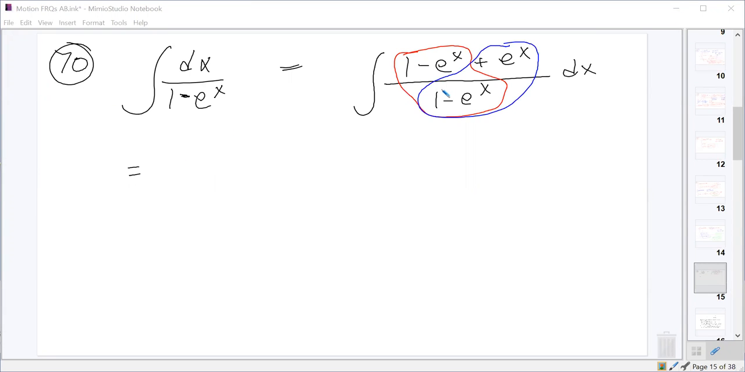That's fine. So 1 minus e to the x over 1 minus e to the x ought to be 1. And then we have an integral of e to the x over 1 minus e to the x. And that one we should now be able to do. And the 1 we should also be able to do, right? So the integral of 1 is just, I don't know why I put an x squared, x, right? And then what about the e to the x over 1 minus e to the x?